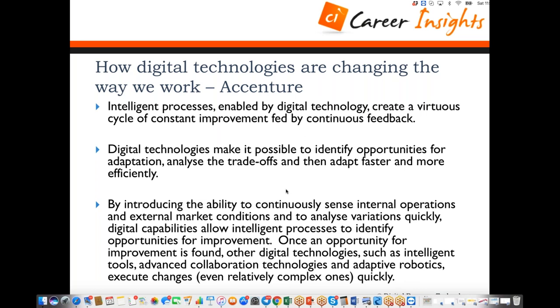Yes. Okay, good. So by introducing the ability to continuously sense internal operations and external market conditions, which is what I just did, and to analyze variations quickly, digital capabilities allow intelligent processes to identify opportunities for improvement. Once an opportunity for improvement is found, other digital technologies, such as intelligent tools, advanced collaboration technologies, and adaptive robotics, execute changes, even relatively complex ones, quickly. Now, what does this mean?